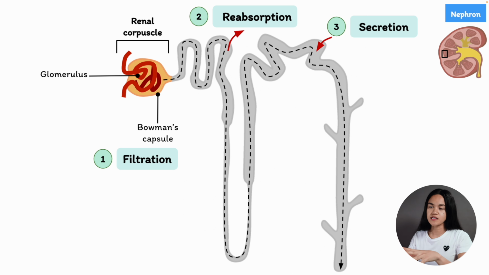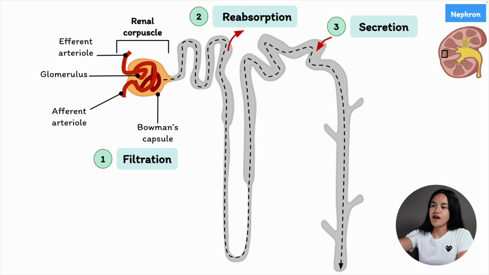So what happens is blood flows into the glomerulus through the afferent arteriole. Think afferent, blood has arrived at the glomerulus, and it exits through the efferent arteriole. Efferent equals exits. Blood leaves the glomerulus through the efferent arteriole.